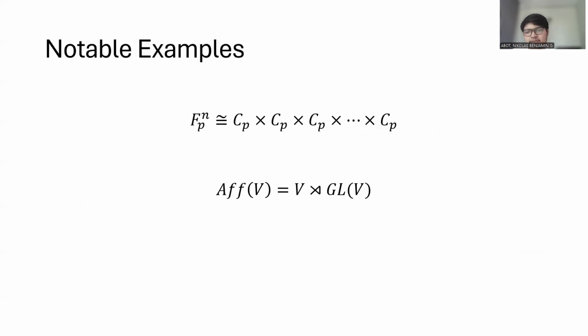Some other notable examples of these kinds of products: the additive group of a vector space is isomorphic to the direct product of the additive group of its field with itself. In this case, for a prime field, that means it's a direct product of cyclic groups of prime order. Meanwhile, the affine group of affine transformations of an affine space to itself is equal to the semi-direct product of the additive group of the vector space with the general linear group, with the general linear group being the one that's acting on the vectors.